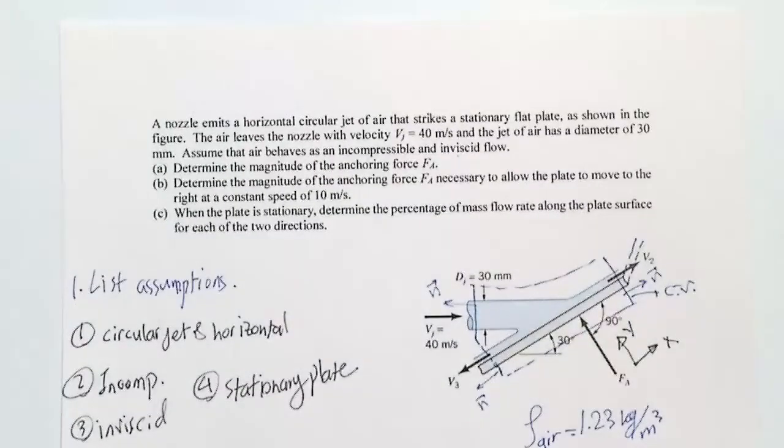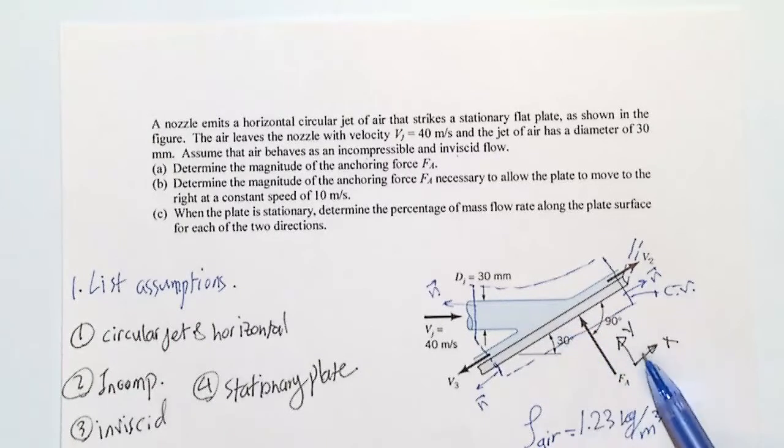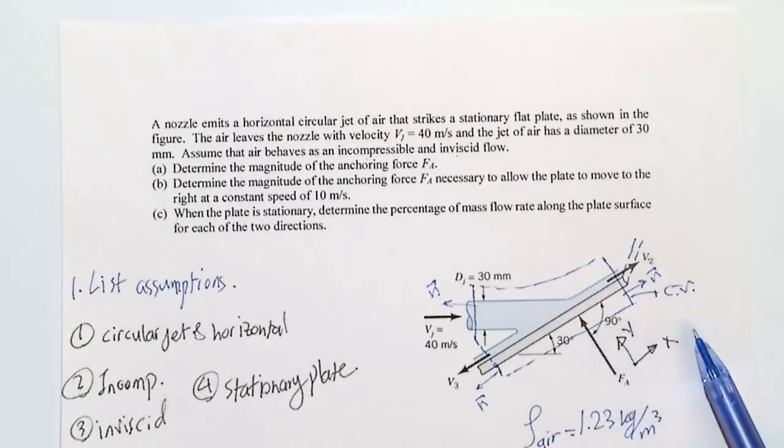But let's read part B. Determine the magnitude of the anchoring force FA necessary to allow the plate to move to the right at a constant speed of 10 meters per second. So that's changed. It means that it's not stationary anymore. It doesn't have any acceleration, but it has a constant velocity of 10 meters per second in one direction, to the right. So what should we do?